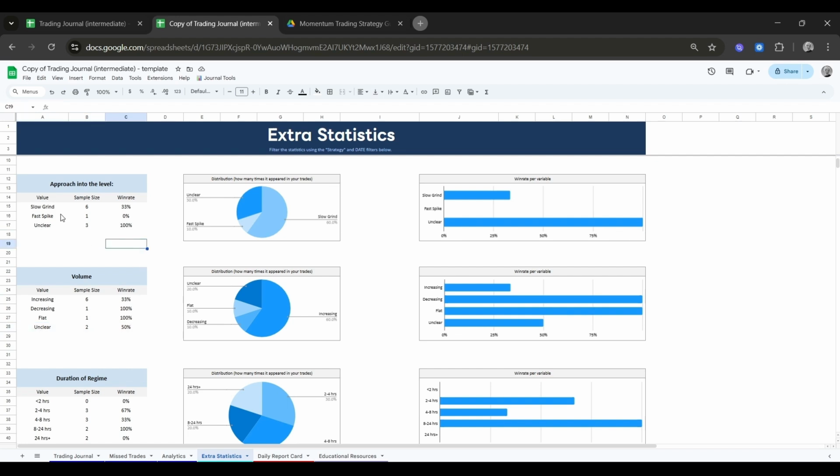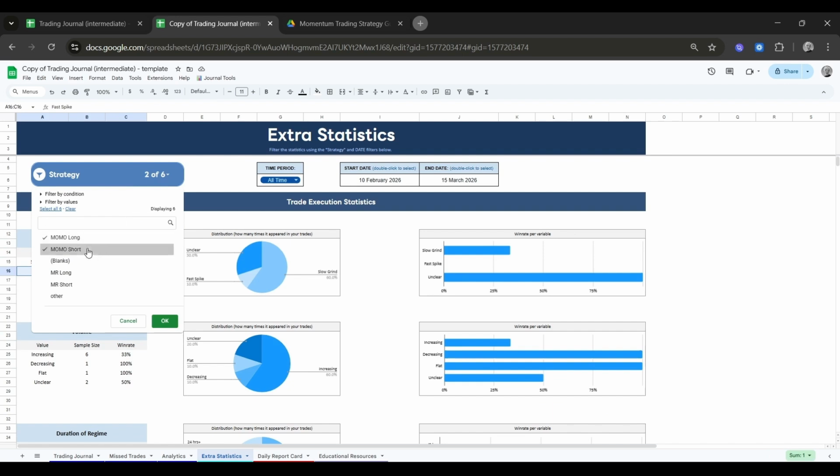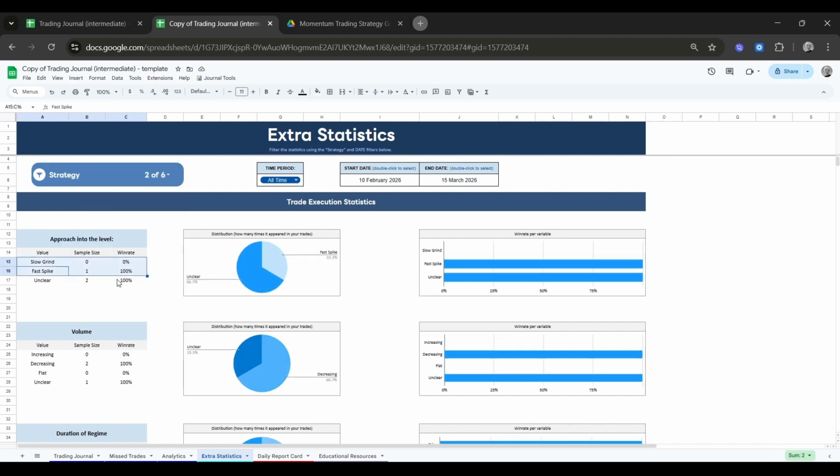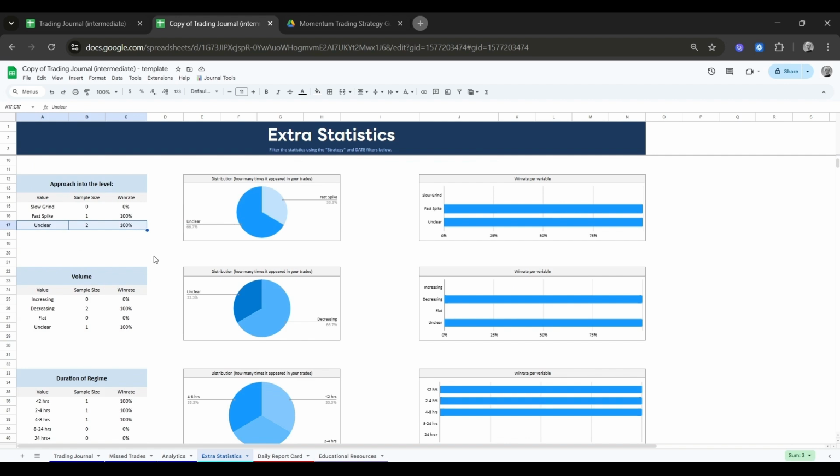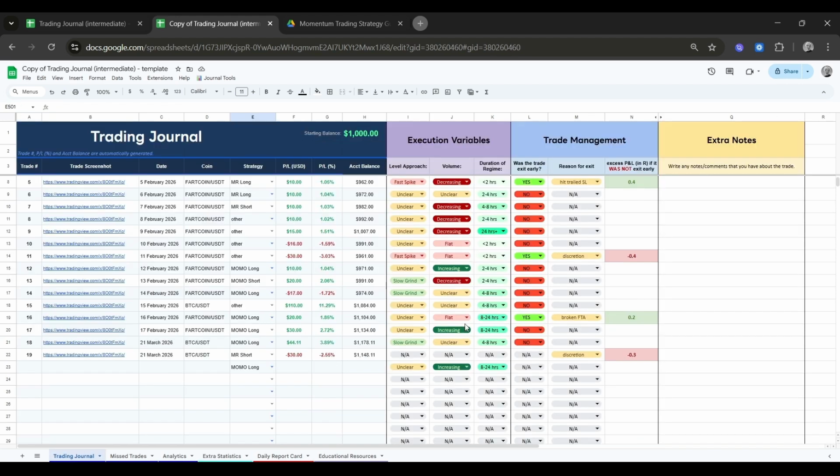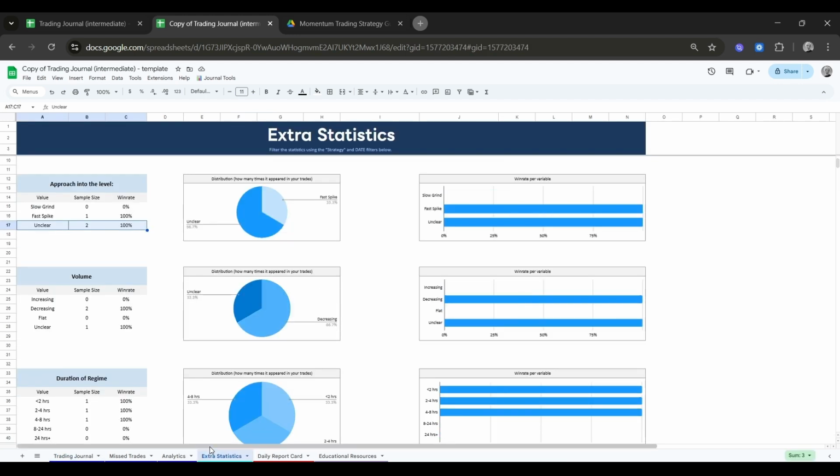So for example, you might have a good win rate when you've got a slow grind. You might have a good win rate on your reversal trades when there is a fast spike, right? But let's say your win rate completely tanks when it's unclear. That would be a sign for you to go and investigate all of the trades you have flagged as unclear and see, is there anything in here where you can be a little bit more strict with your entry criteria, right? That's basically the most practical way for how you can use this.